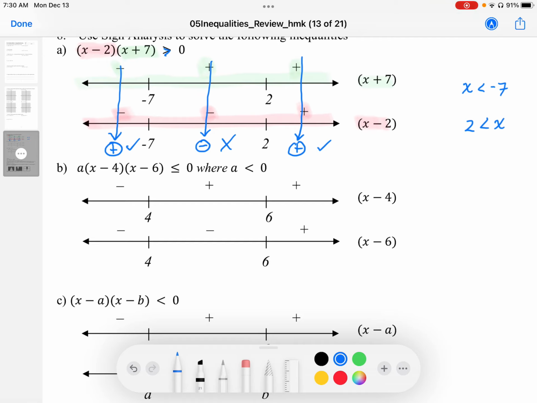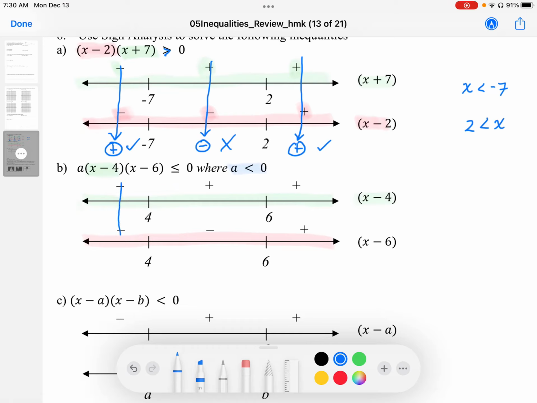So we'll do the same thing here. We have for the x minus 4, we have this number line here. Okay, for the x minus 6, we have this number line here. So left of positive 4, we have negative. Right of positive 4, we have positive. Left of positive 6, we have negative. To the right, we have positive. Now, we also have to consider that the a is less than 0. So we initially have a negative. So we have to include an extra negative in there.